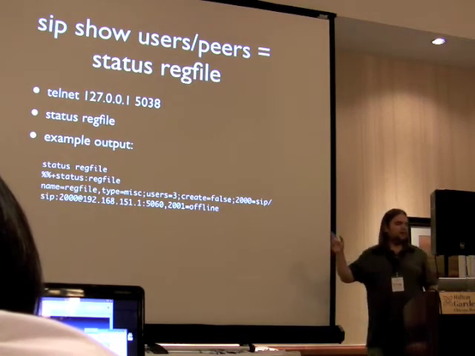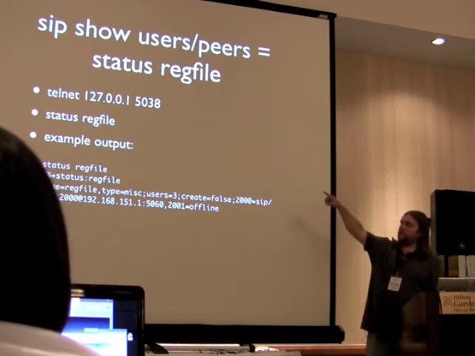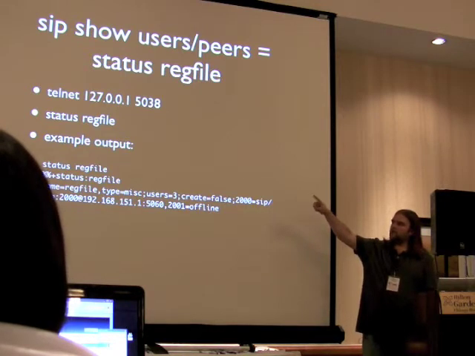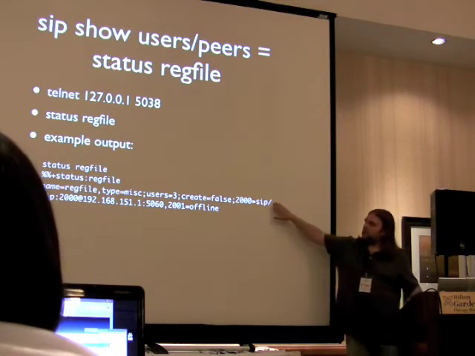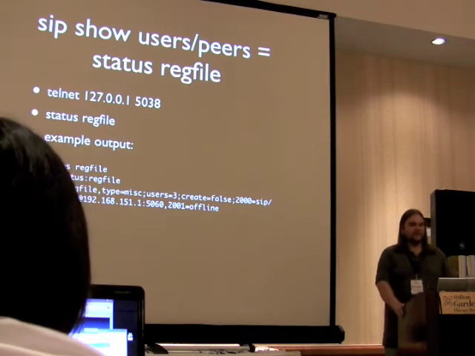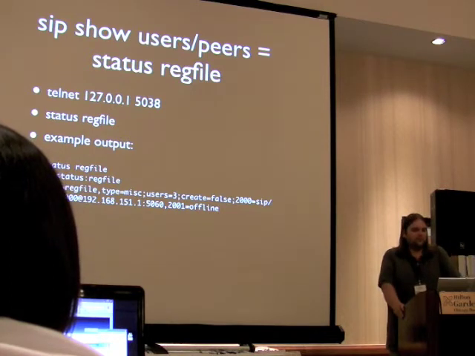But going back, if you want to do something like sip show peers for Asterisk, you would use Telnet for their interface, and then you enter status regfile, and then you see this part here, which is just the output that you would get compared with sip show users or sip show peers.